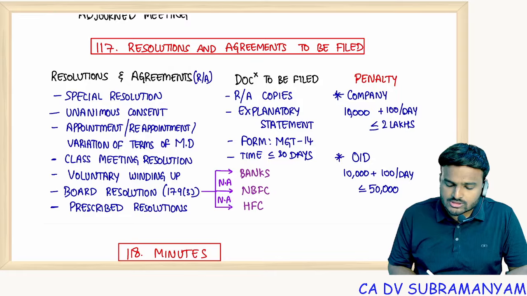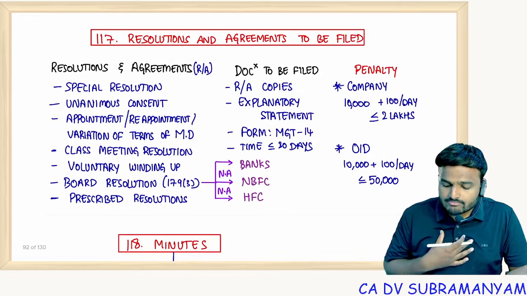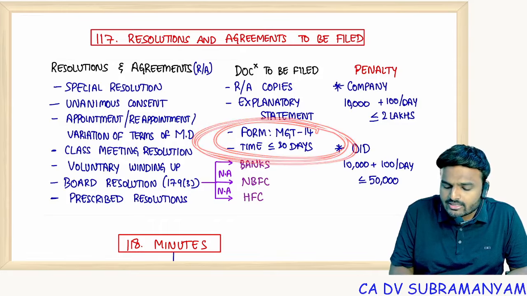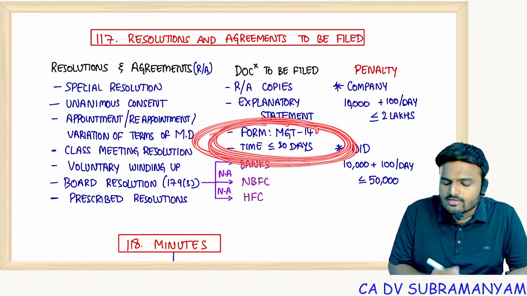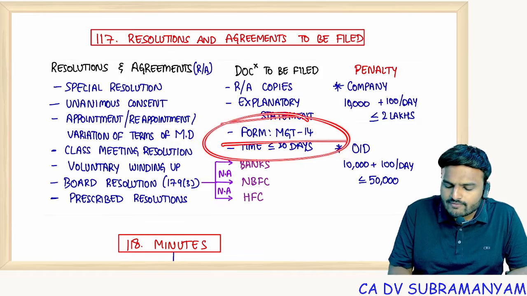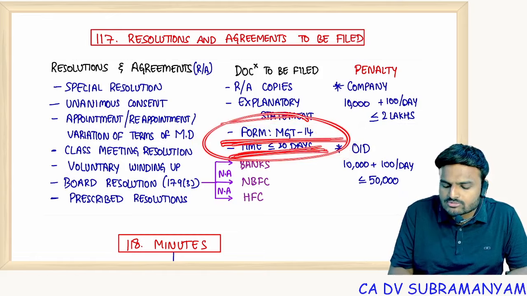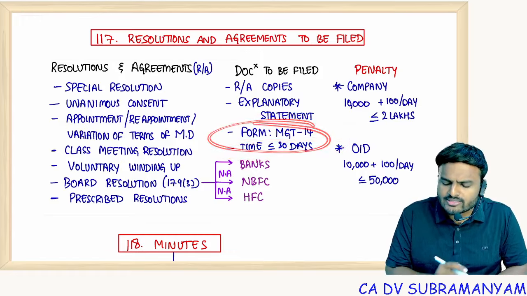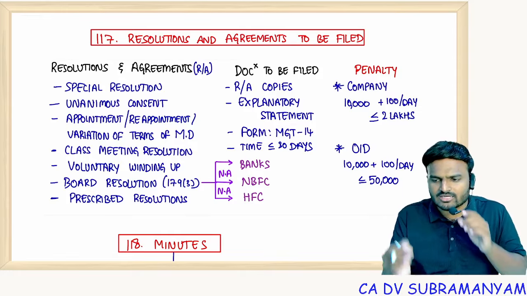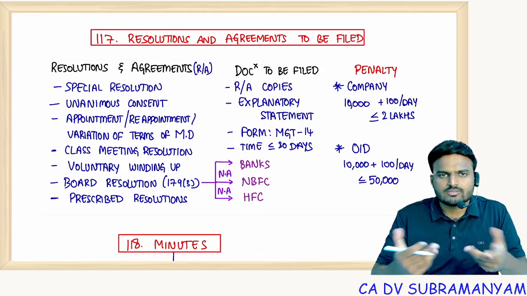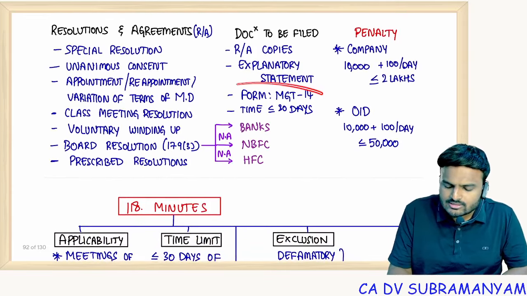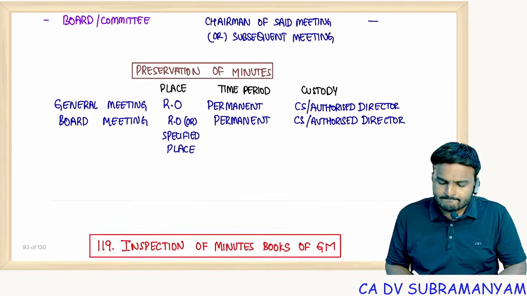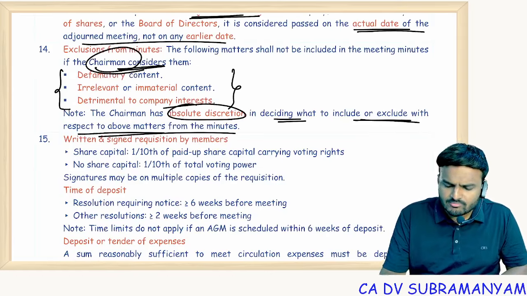Next, resolution to be filed with ROC. If you are someone reading my material, these two points are missing in my material. Just remember these 2 points. Form MGT 14 to be filed, and the time limit for filing this MGT 14 is 30 days. Remaining content is there. Only these 2 points, some printing error is there. That line was under the table. So printing error, printing issue is there. These 2 points you remember. So that's it all about minutes.